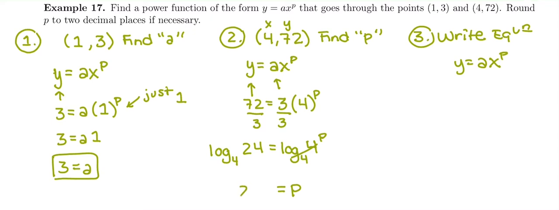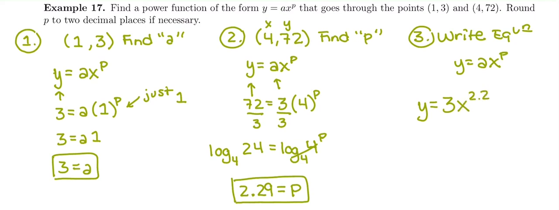And my value for p, rounding to 2 decimal places, is 2.29. And my last step is to write my final equation. The equation is y equals a, which was 3, x to the p, which is 2.29. So I'm replacing a and p in there. And there's my final answer for the power function that goes from the point (1, 3) to the point (4, 72).